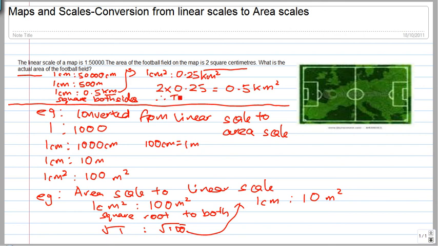Okay, therefore the actual area of this football field, this is the football field. I think you understand what I'm writing about. Since there's no space, I'll just write the actual area is 0.5 square kilometers. So that's it. So the actual area of this whole football field here is 0.5 square kilometers on land, which actually corresponds to 2 square centimeters on the map itself.